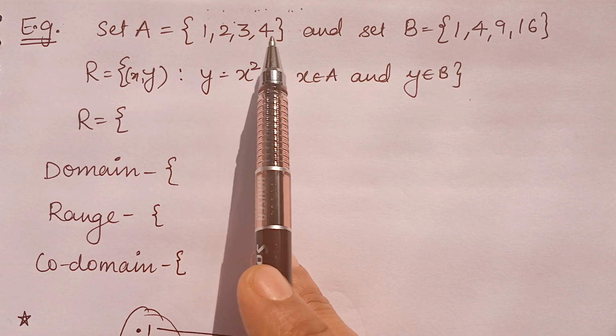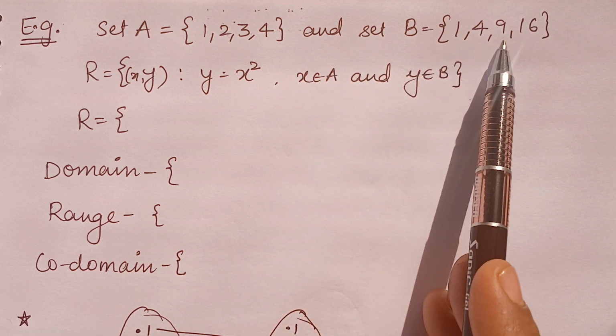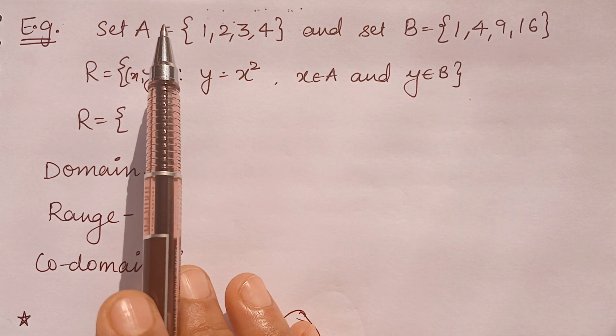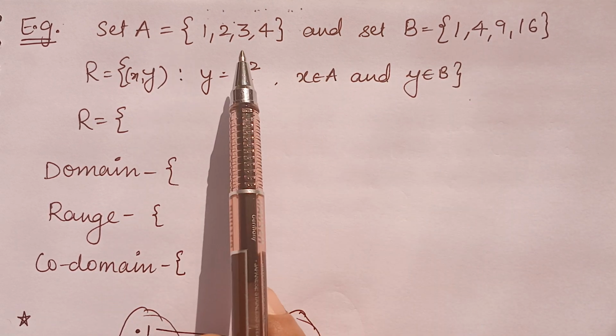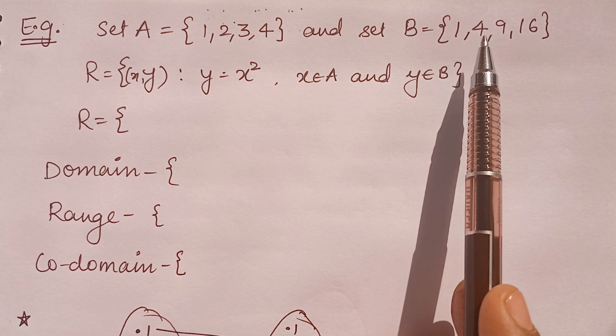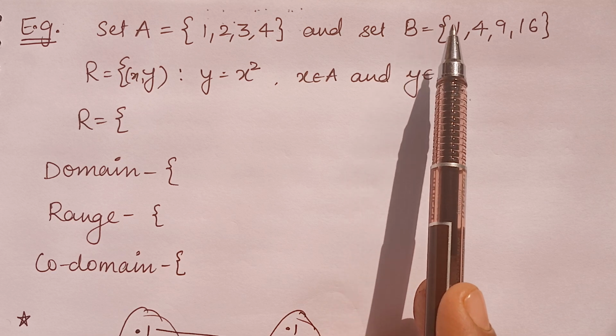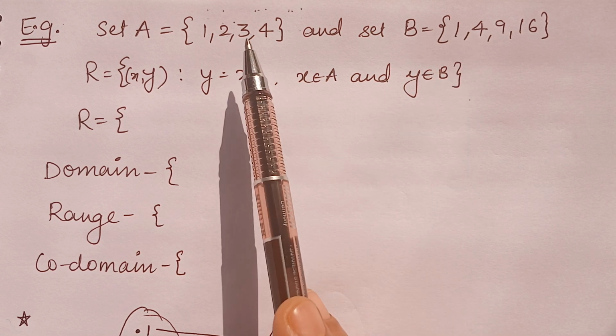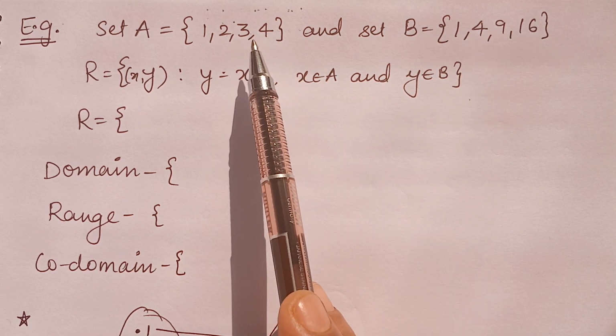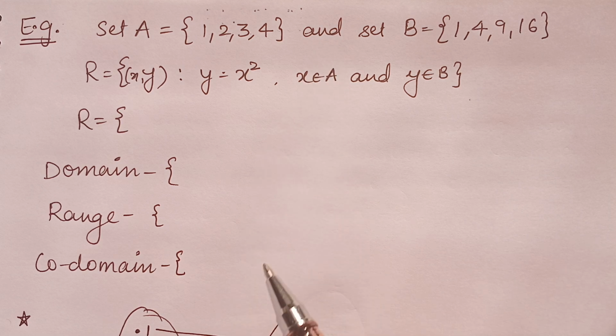Set A is 1, 2, 3, 4 and set B is 1, 4, 9, 16. So let us just try to find out the relationship between these two. We can see that the elements in set B are the squares of elements in set A. Like 1 is the square of 1, 4 is the square of 2, 9 is the square of 3 and 16 is the square of 4.